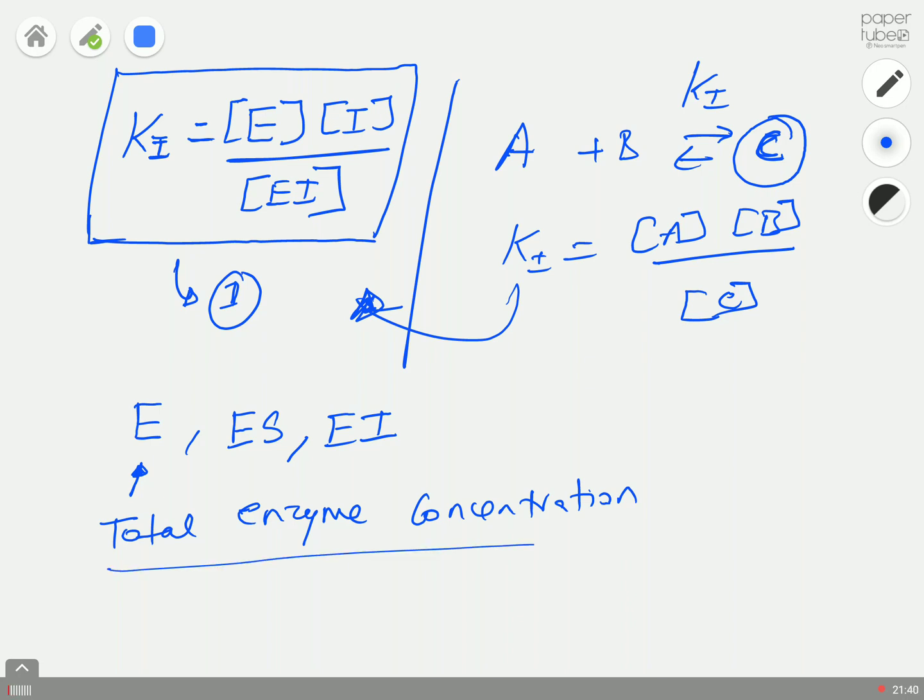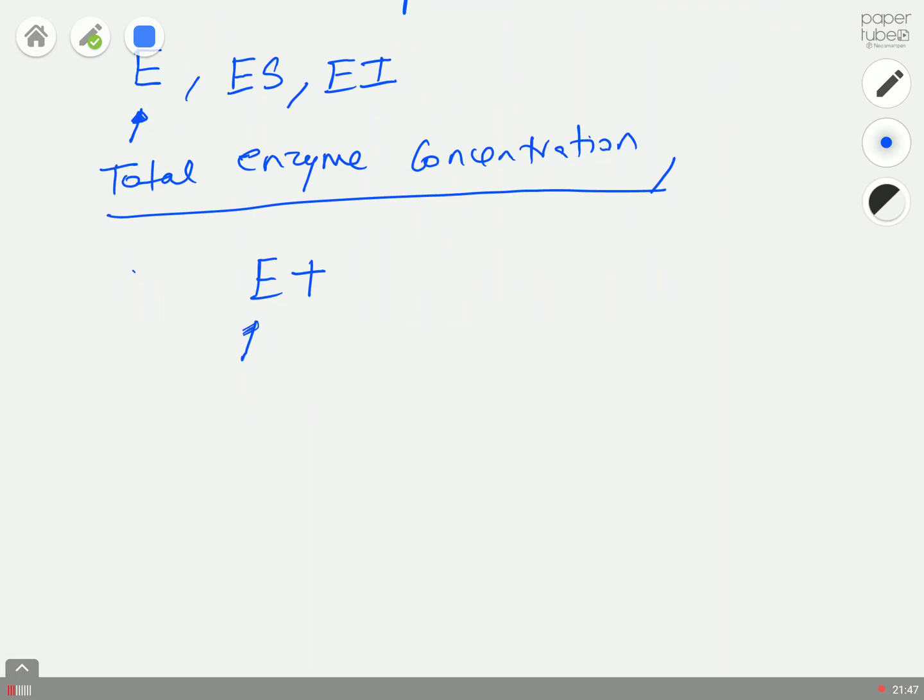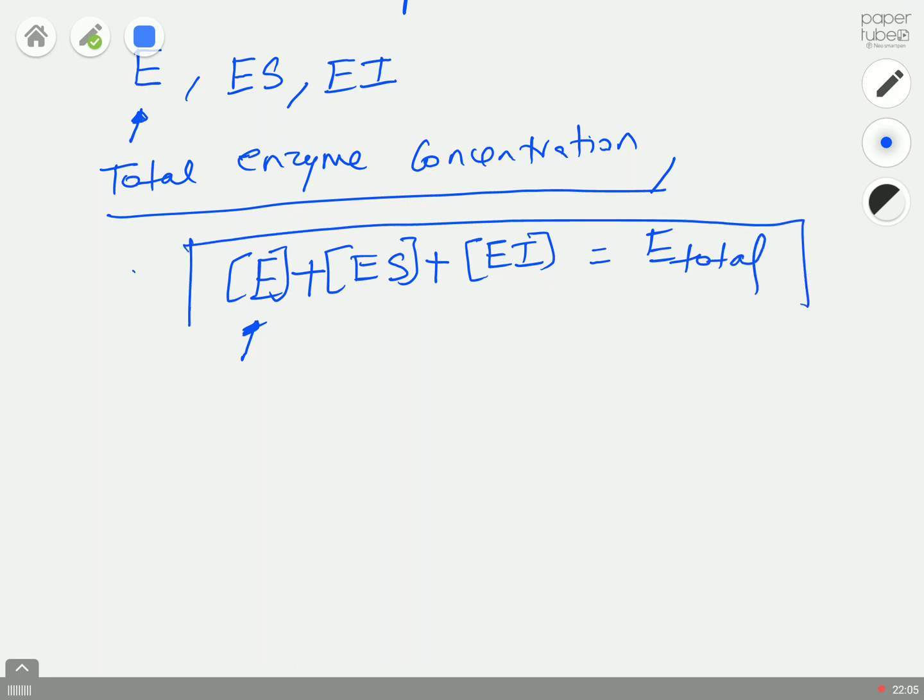Yes, the total enzyme concentration at any instant of time will be equal to the enzyme concentration, your freestanding enzymes, plus the enzyme substrate complex, plus your enzyme inhibitor complex. The concentration of all these three will be nothing but your total enzyme concentration in the reactor at any instant of time. Let's call this equation 2.